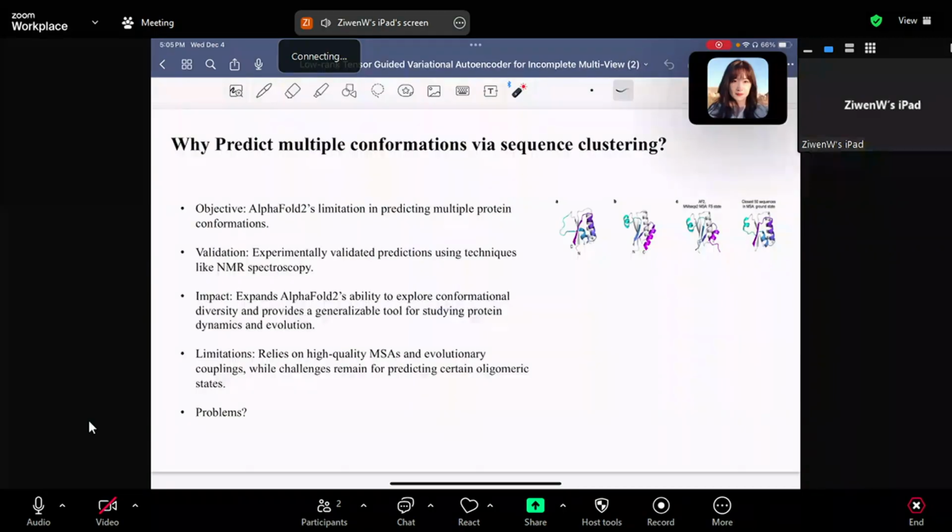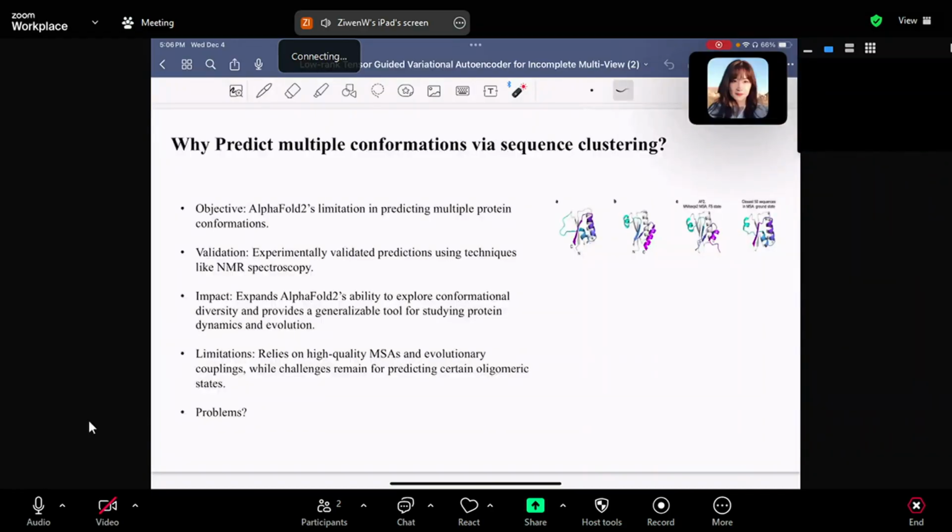The proposed method, which we abbreviate as AF cluster, applies the clustering algorithm DBSCAN, which stands for density-based spatial clustering of applications with noise, to multiple sequence alignments. It deconvolves evolutionary couplings and predicts alternative conformational states on top of AlphaFold 2. This approach successfully identifies known and novel protein states, validated by experimental techniques like NMR spectroscopy, and advances our ability to map protein energy landscapes and functional dynamics.